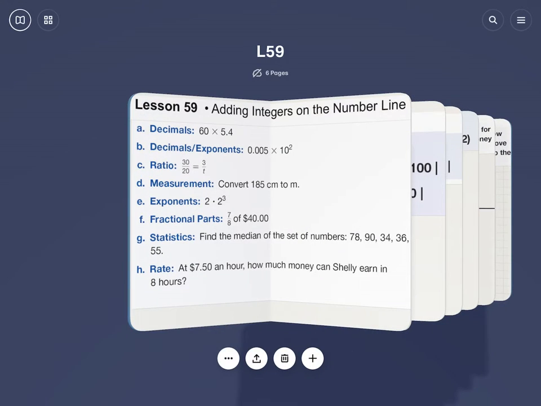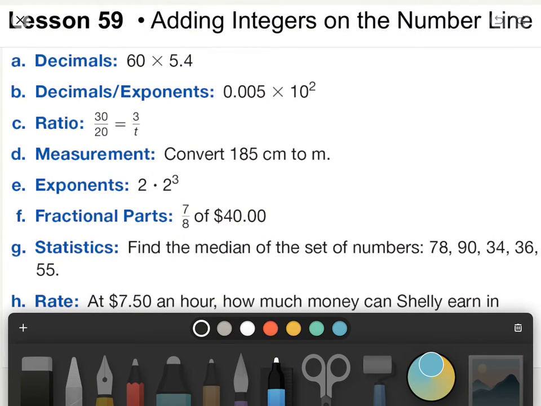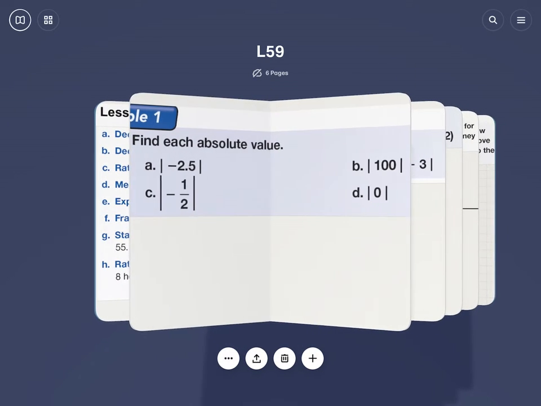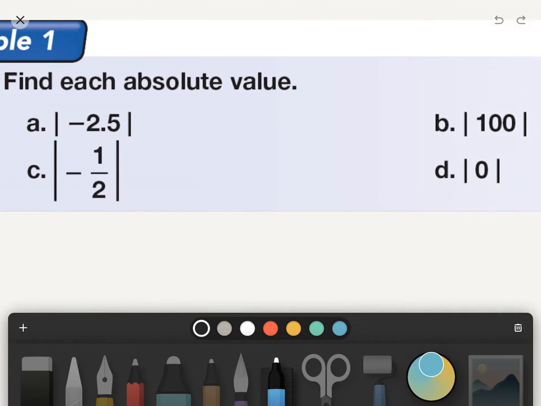So skipping the mental math, but today we are doing lesson 59, adding integers on the number line, and it seems to all be pretty reviewy, but also has a little bit that I really hope you haven't forgotten.